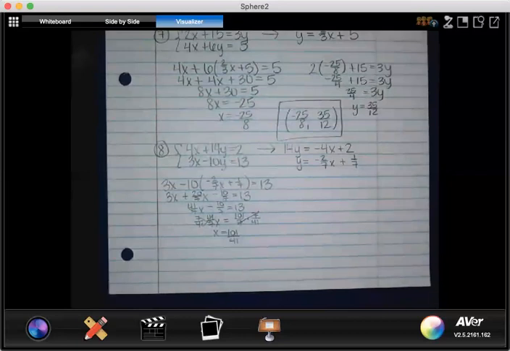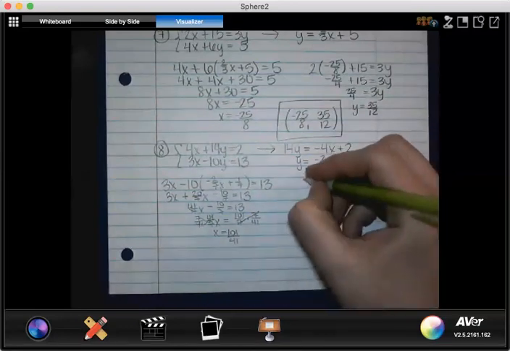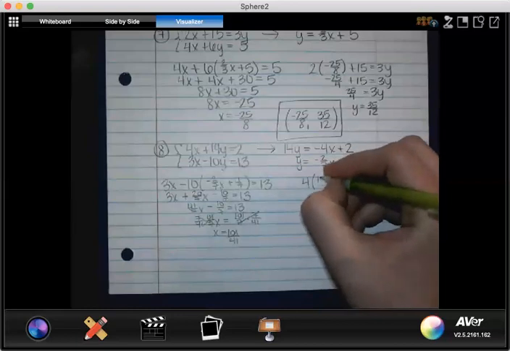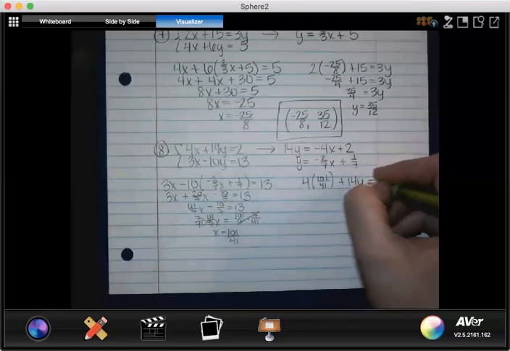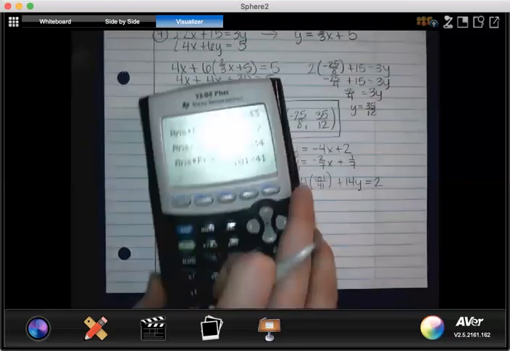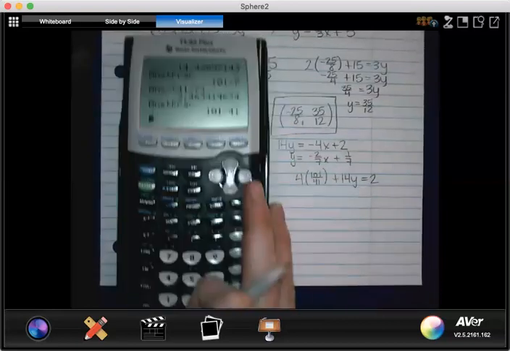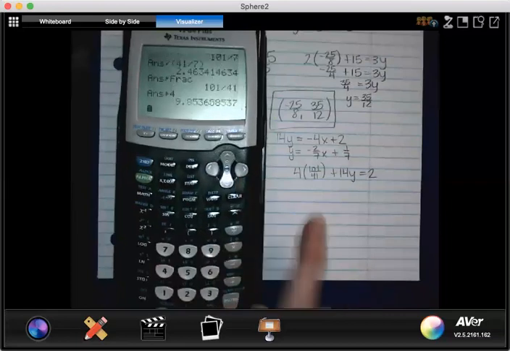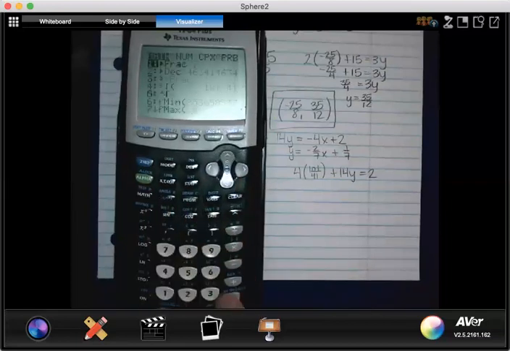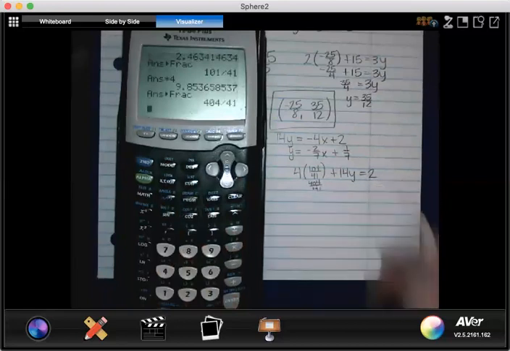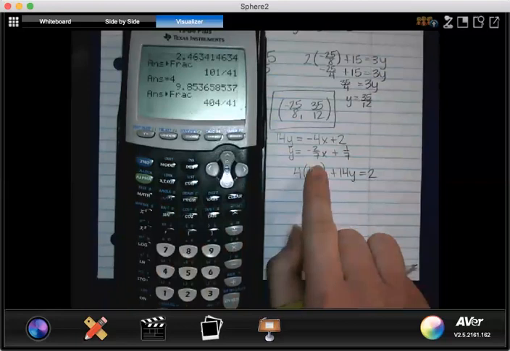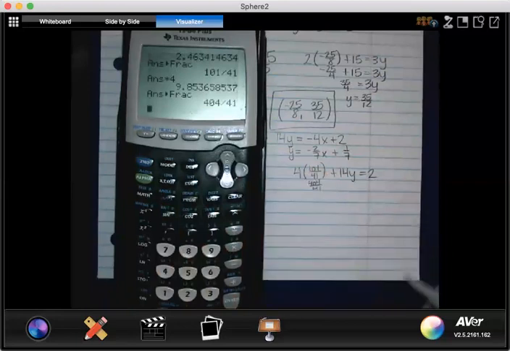Now we're going to substitute 101/41 back into an equation. Doesn't matter which one. I'm going to go with the first one: 4 times 101/41 plus 14y equals 2. Since I already have that fraction in the calculator, I'm going to multiply by 4 and turn it back into a fraction. Again, could have done that by hand. 4 times 101 is 404. Makes sense to me.